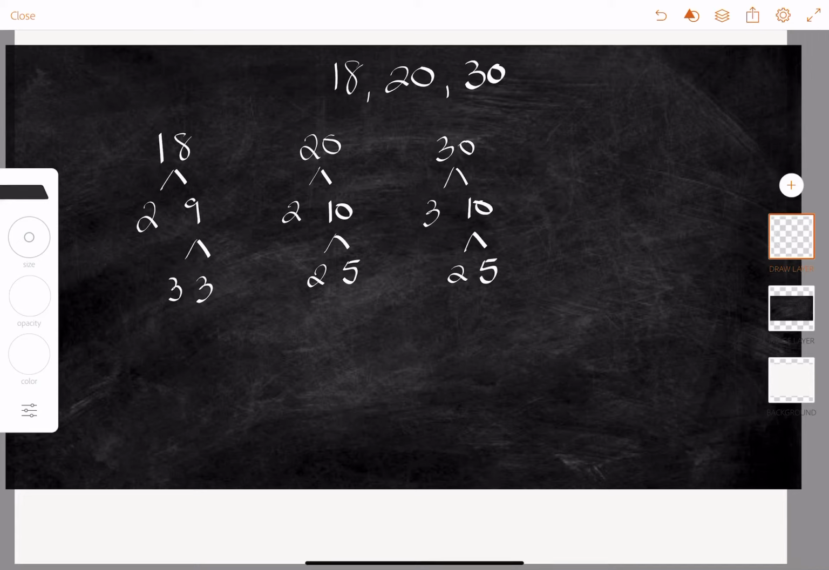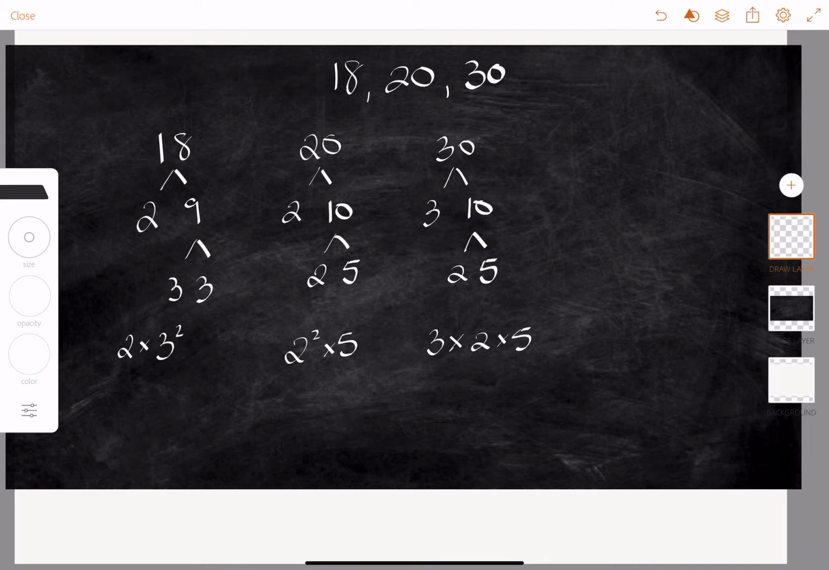So we're going to write out each of these numbers' prime factors in power form. So I've got 2 times 3 squared. This one I've got 2 squared times 5. And this one I have 3 times 2 times 5. So to find the lowest common multiple, we're going to take the greatest power of each of the different prime factors. So my prime factors are 2, 3, and 5.